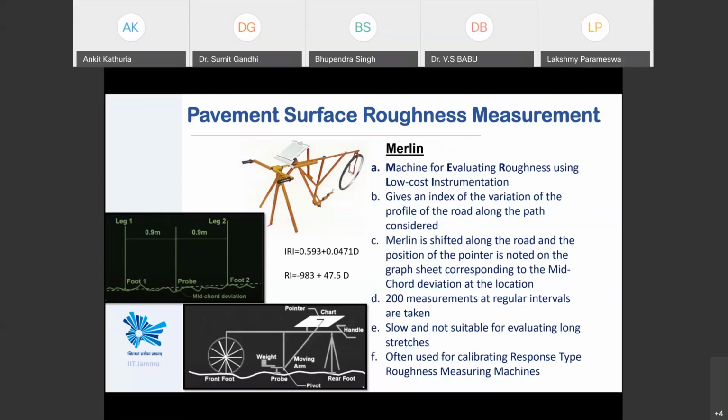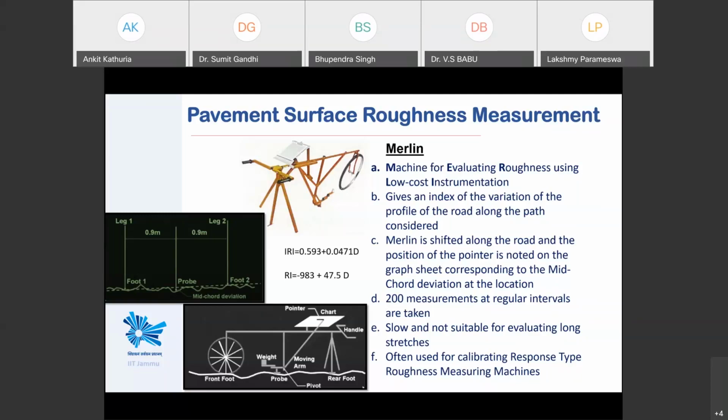The probe that you see here is attached to a moving arm. This moving arm has a pointer at one end, and on the other end it is balanced with a counterweight. The moving arm is designed in a way that it has a mechanical amplification of 10, so that if the probe moves 1 mm, it will produce a movement on the pointer of 10 mm.